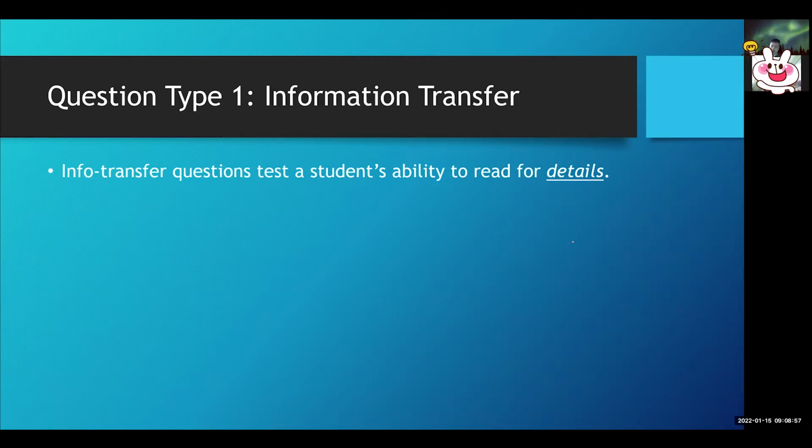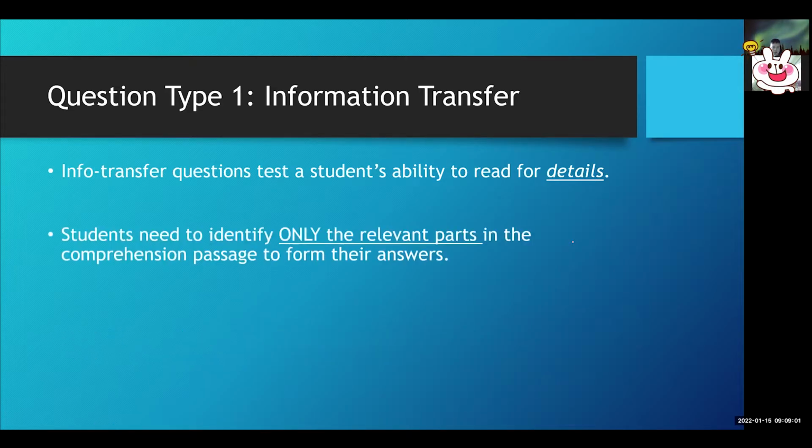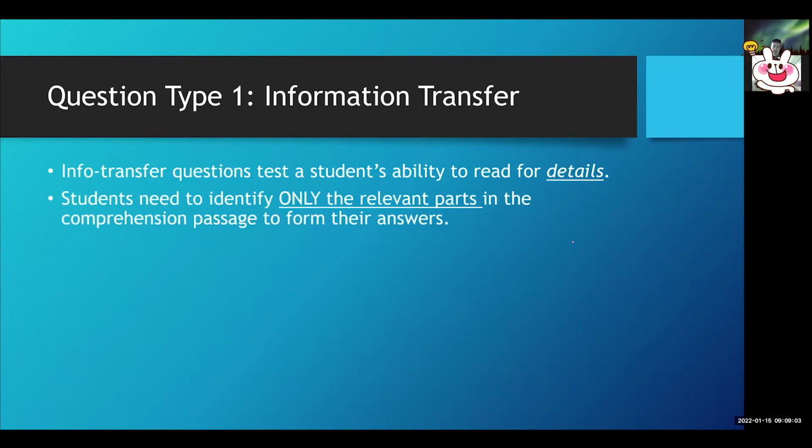So you go into the passage, I want to look for a very specific small piece of information and then identify. So that's the relevant part, right? That I want to identify. I want to pick it out from the comprehension passage and help me form my answers.